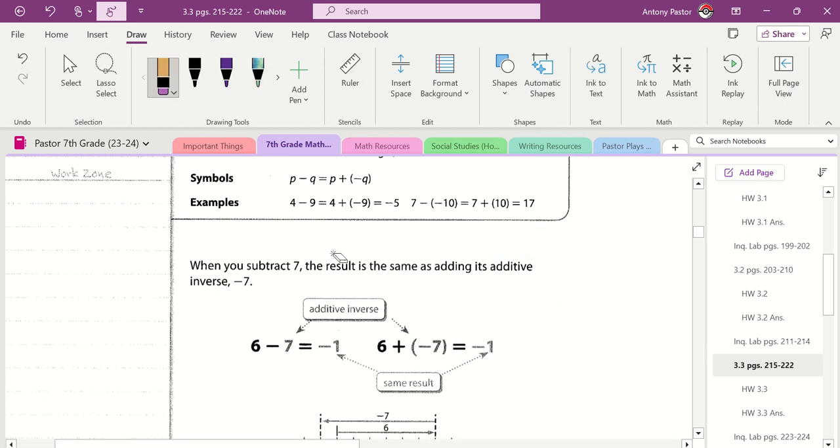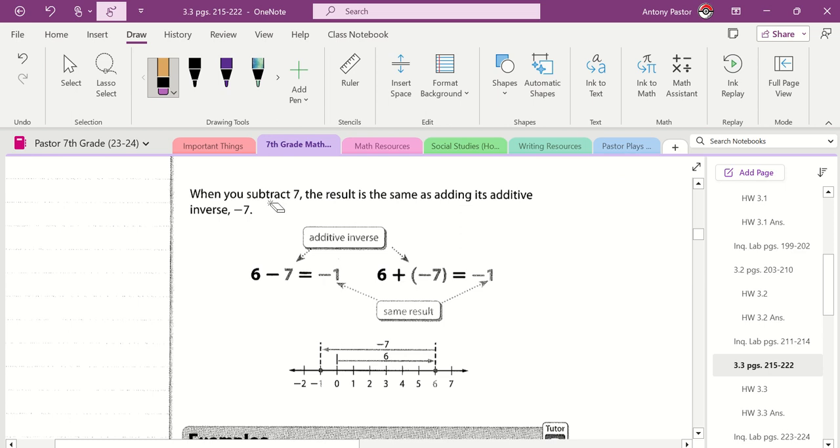To break this down, if I am adding a negative number, it's the same thing as just subtracting. And if I am subtracting a negative number, it's the same thing as adding. I will say that one more time because I know that was confusing. When you add a negative number, it's the same thing as just subtracting. And when you subtract a negative number, it is the same thing as adding that number.